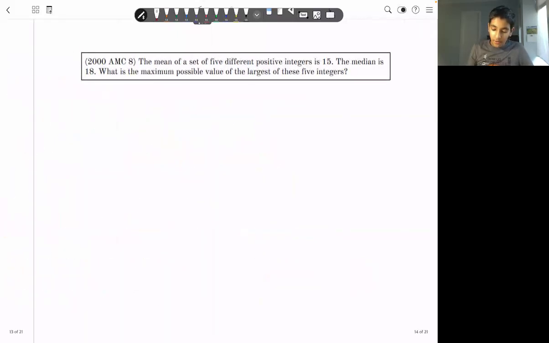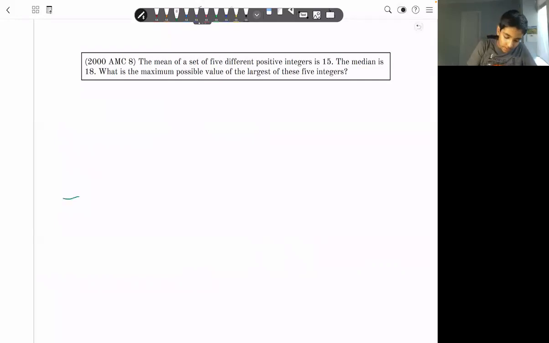The mean of 5 different positive integers is 15. The median is 18. What's the maximum possible value of the largest of these 5 integers? I'll give some time for you guys to work on this on your own. Actually, we're running out of time, so I'll just go through the problem.